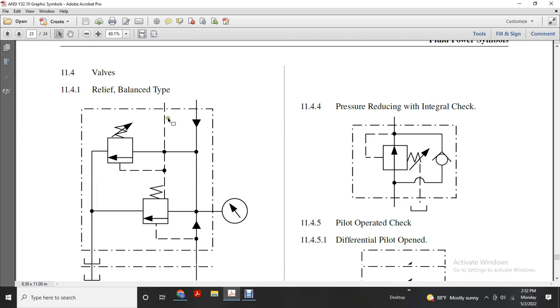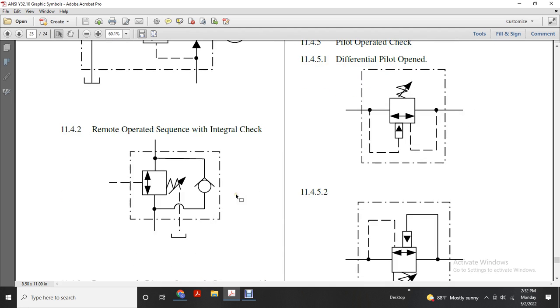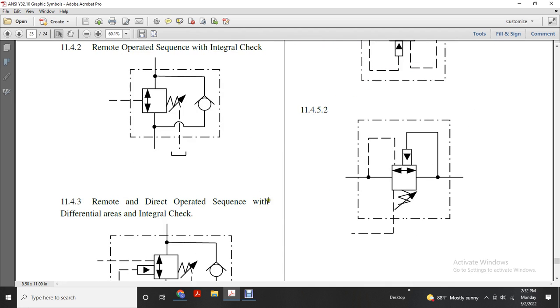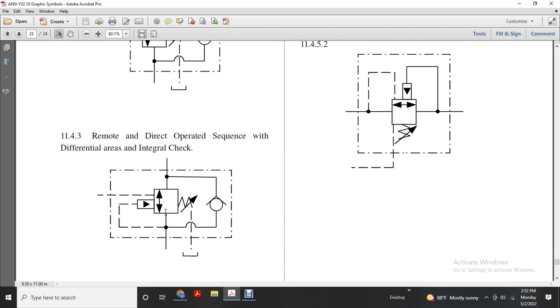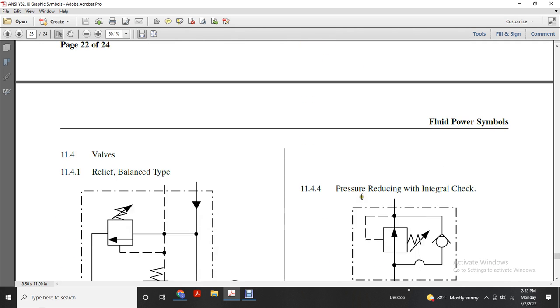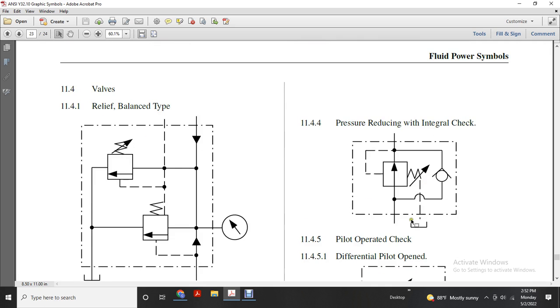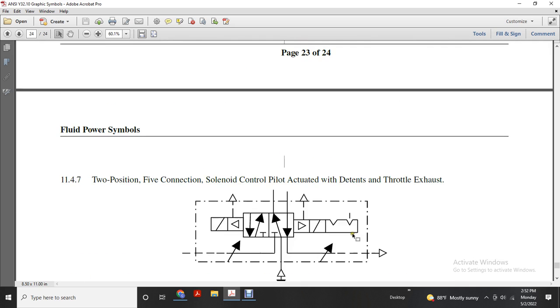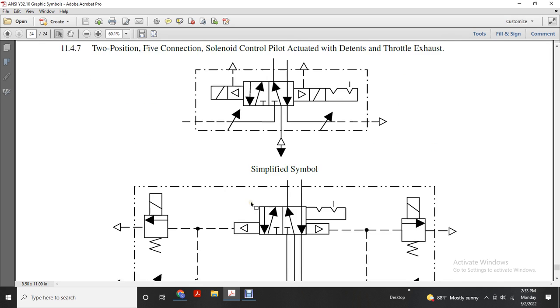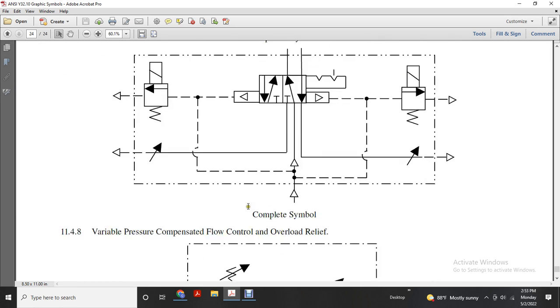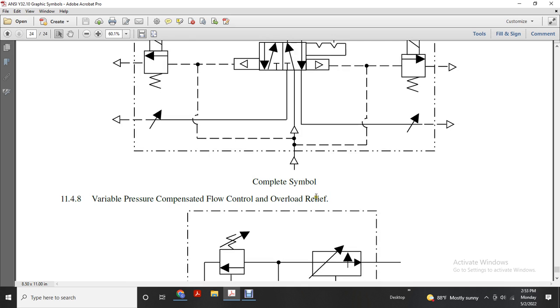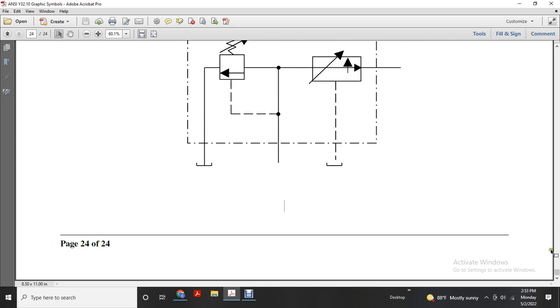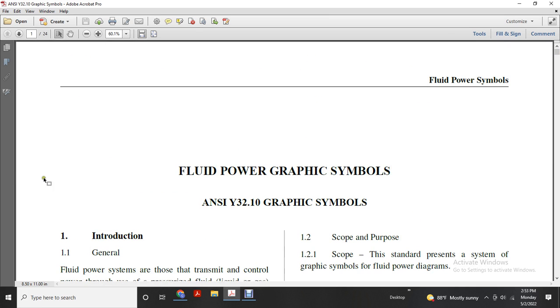Relief valves: relief, balance type, remote operating, sequence, integral check. Remote, direct operated, with differential areas, internal, integral check. Pressure reducing, integral check. Pilot operated check. Differential, pilot operated open. Two position, five connection, solenoid control, pilot actuated, to tank and throttle exhaust. Simplified symbol, complete symbol. Variable, pressure compensated flow control, overload relief. And this has completed the reading of the fluid power graphic symbols, ANSI Y32.10.